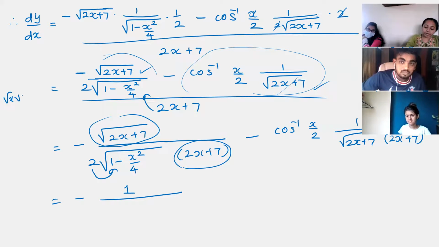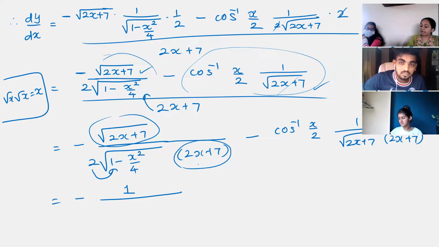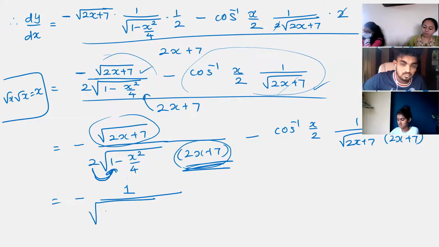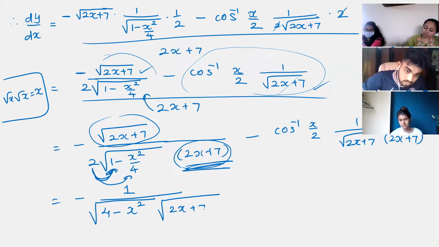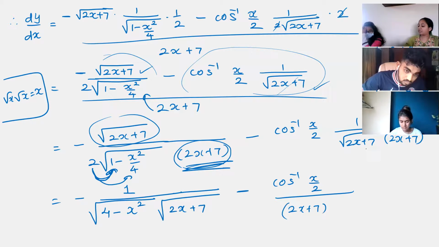Root x into root x is x, so I can cut one root from that, and the rest will be remaining. First of all, let me take multiplication of this. So it becomes 4 minus x square by 4 into 4, so it is like x square, because 4 is multiplying with both the terms. 4 will be there, one 4 got cancelled. And here it is under root of 2x plus 7 minus cos inverse x by 2 upon 2x plus 7. You can say 2x plus 7 has a half power, and this one has 1 power. If we add, it is 3 by 2.